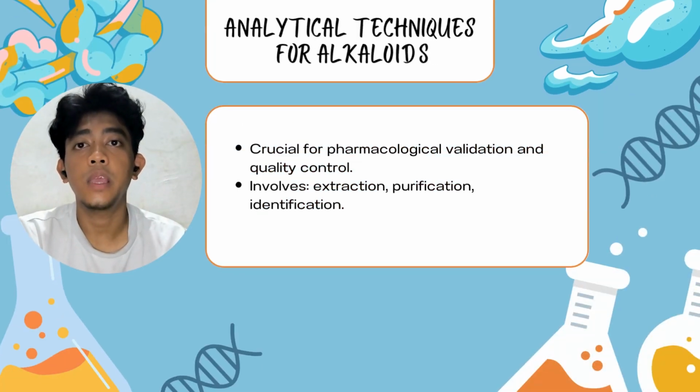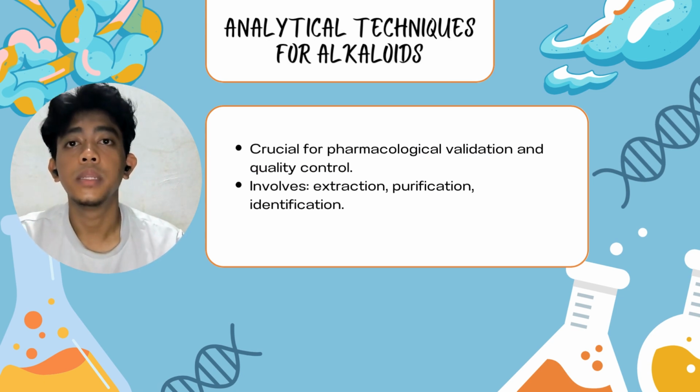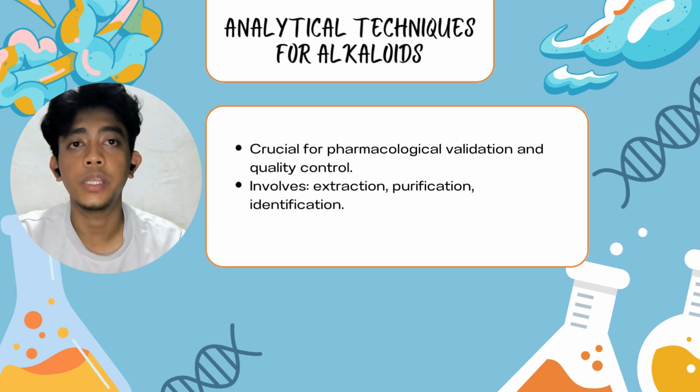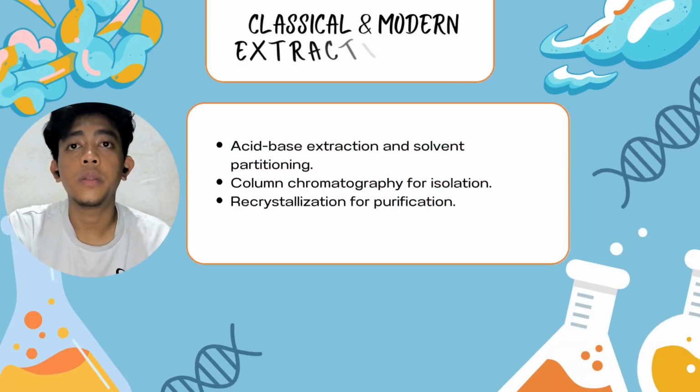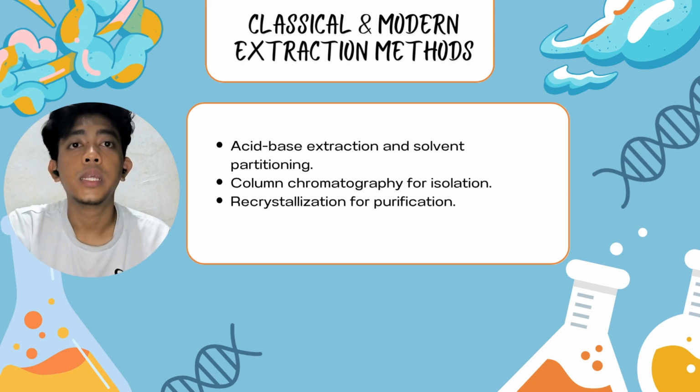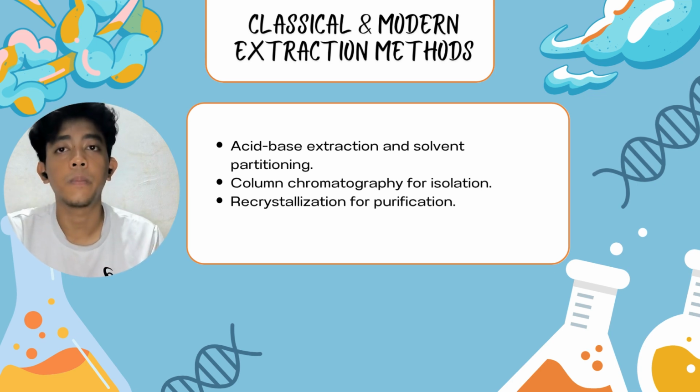To ensure the safety, efficacy, and consistency of alkaloid-based drugs, reliable analytical techniques are essential. These include procedures for extraction, purification, structural elucidation, and quantification. The complexity and variety of alkaloid structures demand sophisticated multi-step workflows. Traditional extraction of alkaloids involves acid-base partitioning. The alkaloids are first converted into water-soluble salts in acidic conditions, then re-extracted as free bases using organic solvents like chloroform. Purification techniques such as column chromatography and recrystallization help isolate specific alkaloids from plant mixtures.